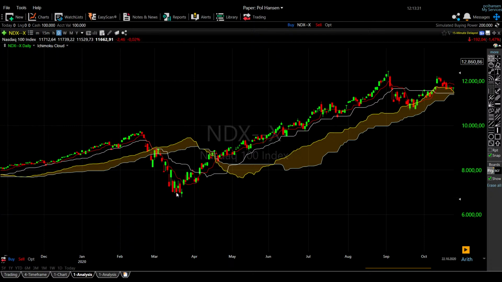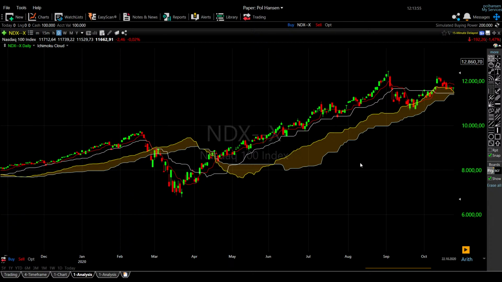So in this area here, of course, there is no crossing. We are rallying, but we are on the cloud. So probably in this area here, you shouldn't basically do anything. When the red line, the 9 moving average, crosses the 26 moving average, this is basically the signal that you're supposed to buy.